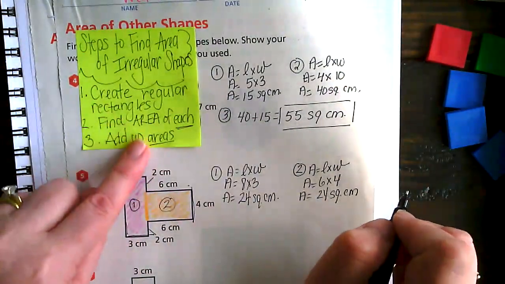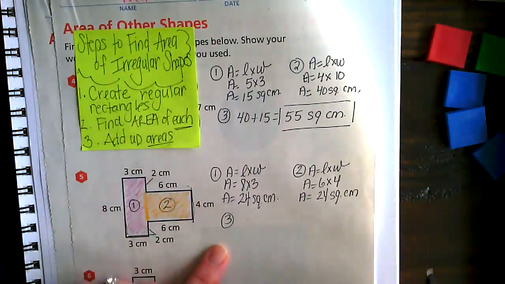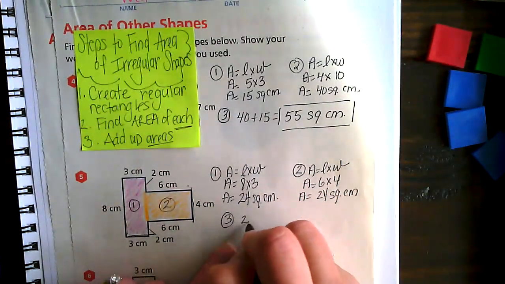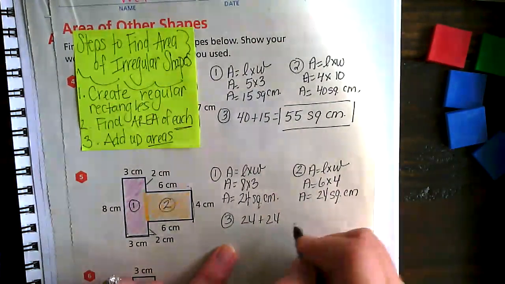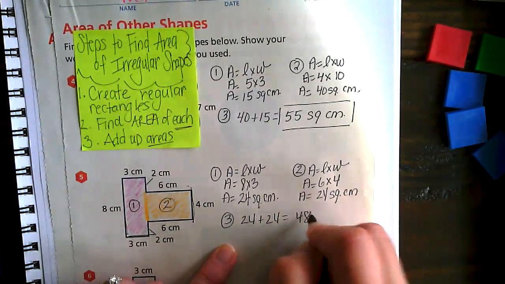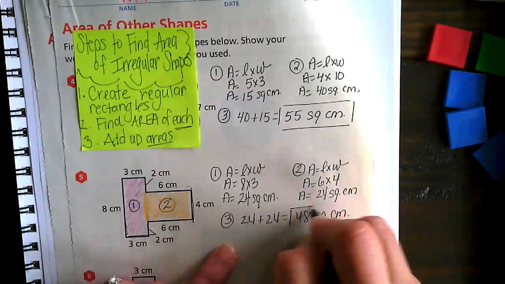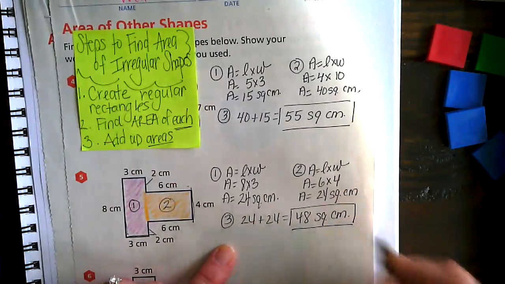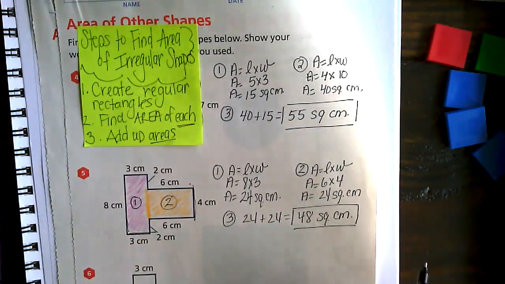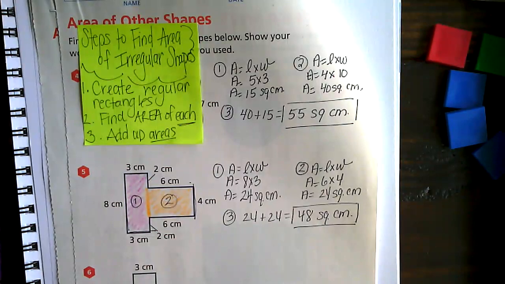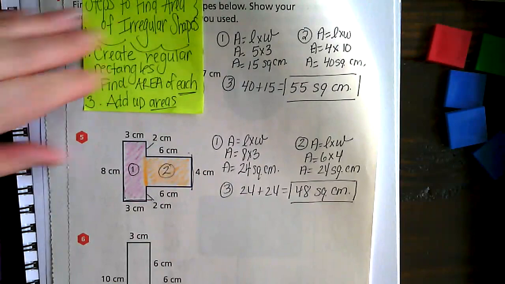And then the last step, step 3, add up your areas. 24 plus 24 equals 48 square centimeters. Okay, hopefully you're getting the hang of it a little bit more and you're finding these tips helpful. Let's try the last one.